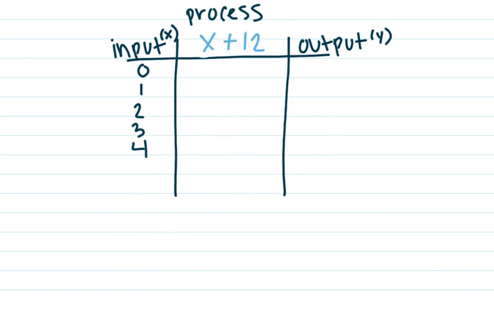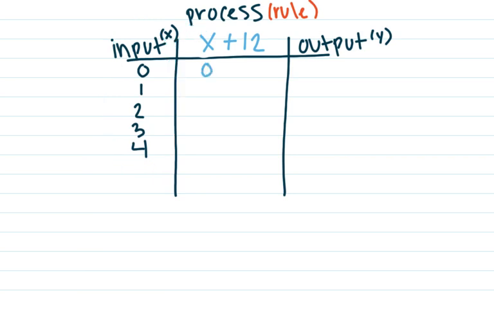Let's do another one. So in this table, our rule or our process here, our rule is everything that gets plugged into this table is going to have 12 added to it. So again, we're going to take these x's here and we are going to plug them in, add 12 to them, and it's going to spit out our dependent or our answer here. So let's go ahead and do that.